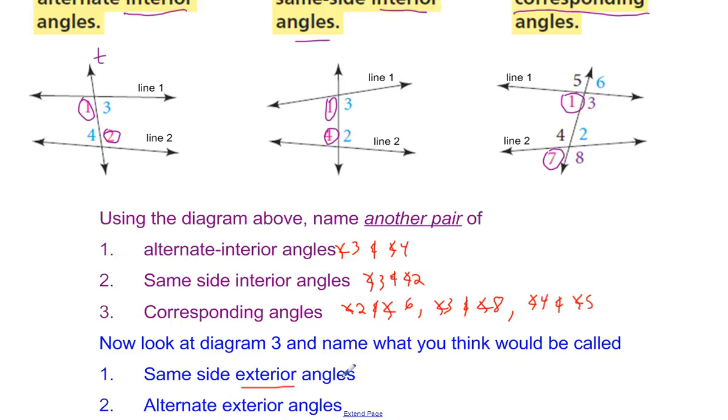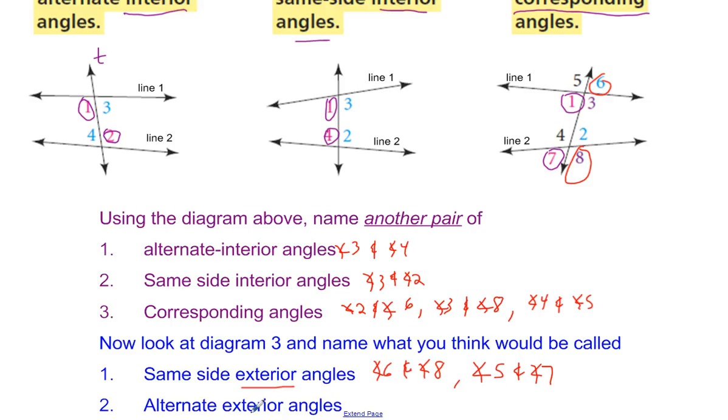Well, they have to be on the same side of the transversal. So here's the same side of the transversal over here. And exterior angles, that means we're talking about angles 8 and 6. So angle 6 and angle 8, there's a pair of same side exterior angles. How about angles 5 and 7? There's another pair of same side exterior angles.